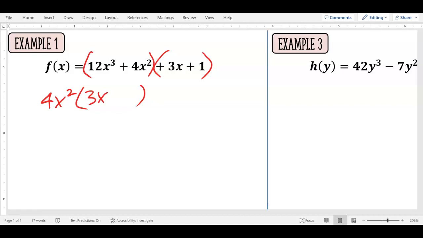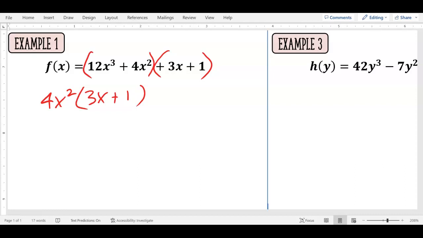All right, now check this out. 4x squared, when I divide it by 4x squared, 4 divided by 4 is what? 1. X squared divided by x squared cancels out to 1. Whenever you have a number or a term divided by the same exact term, you get 1. So go ahead and put plus 1.